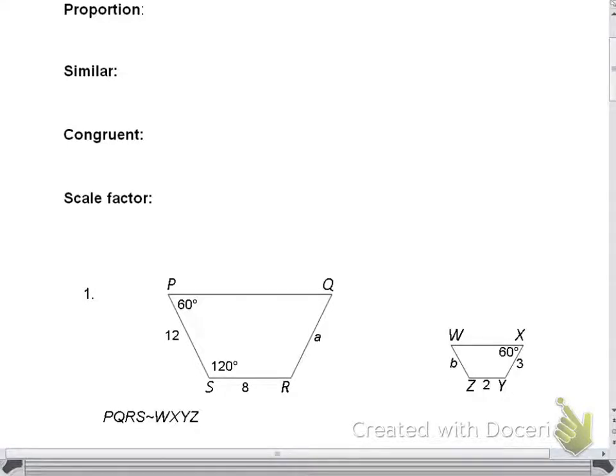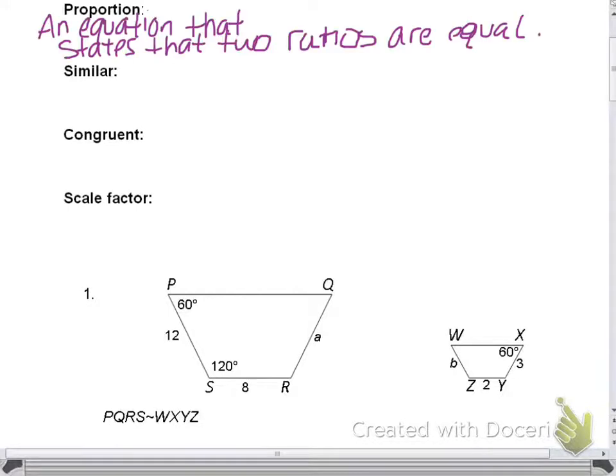Welcome to Lesson 36, Writing and Solving Proportions. First thing we're going to do is just write in the definition of proportion. And the definition of proportion is an equation that states that two ratios are equal. Go ahead and write that into your notes.